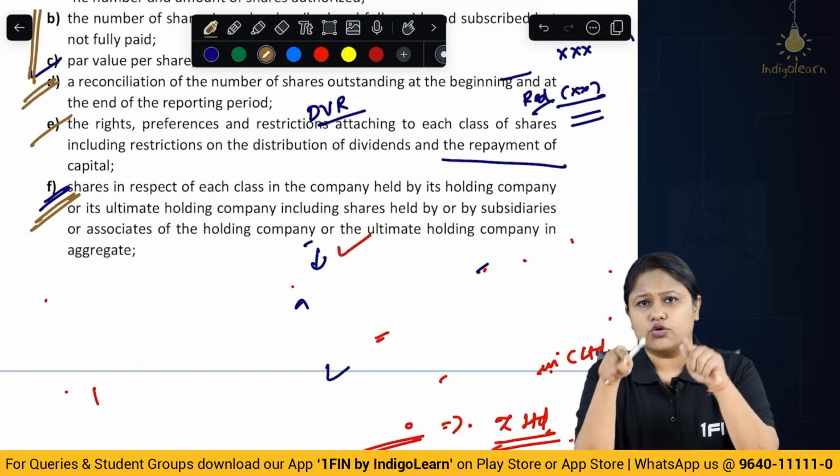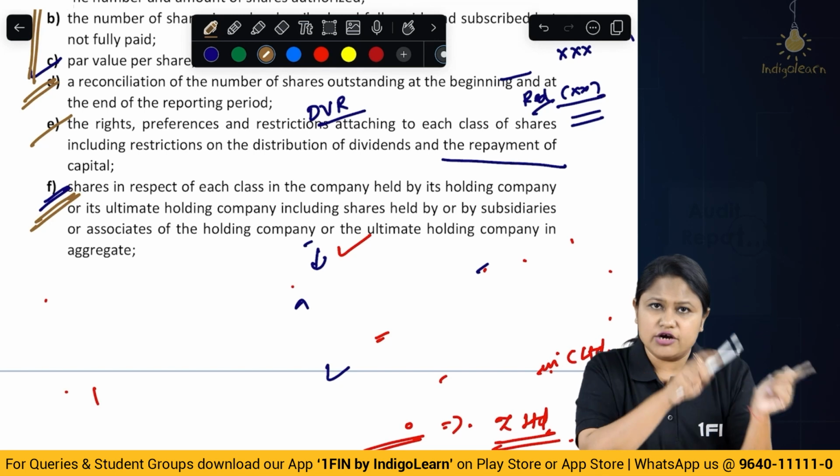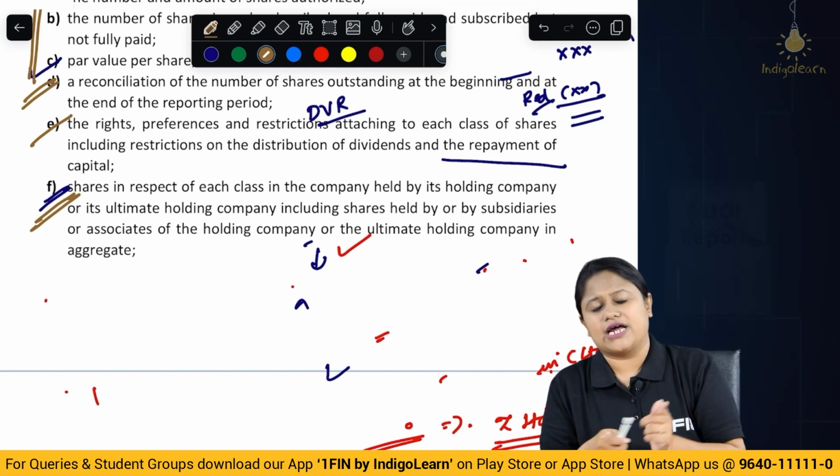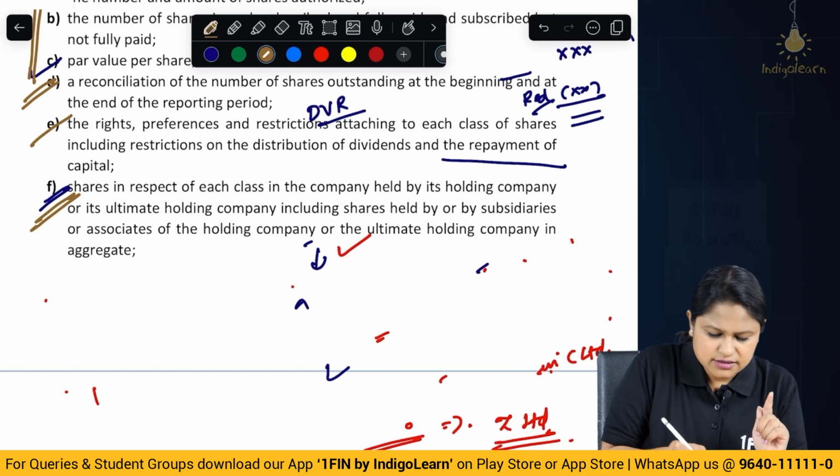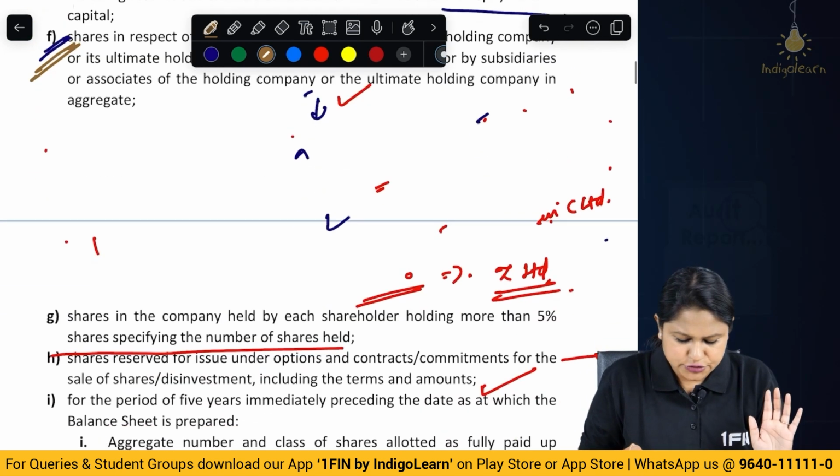Subsidiaries and associates of this holding and ultimate holding company, if they also have securities or shares invested in this company, those also have to be disclosed separately. So that is all the proper bifurcation of disclosure you give.